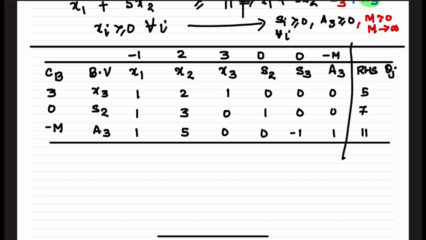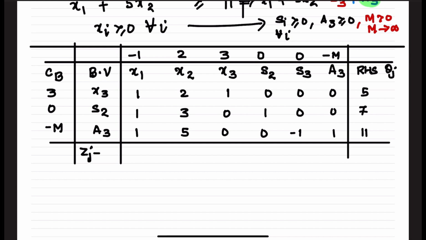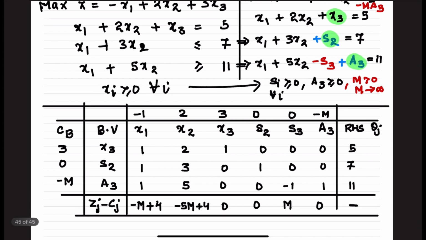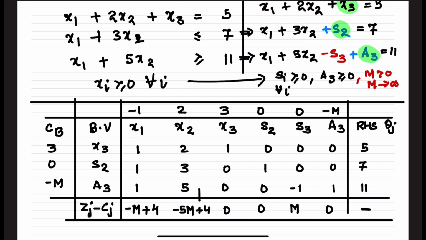Zj minus Cj is: the first value is 3 minus M plus 4. The next is 6 minus 5M plus 6 minus 2, 4. The next is 0. S2 is 0. The surplus is M. Next is 0. Now we are solving a maximization problem. So what variable enters? The most negative enters. So this is most negative.